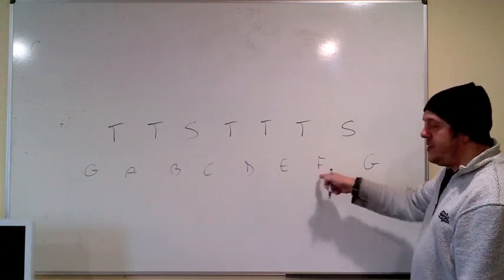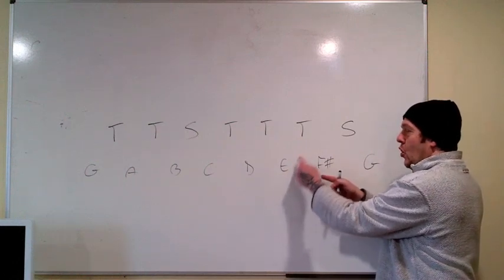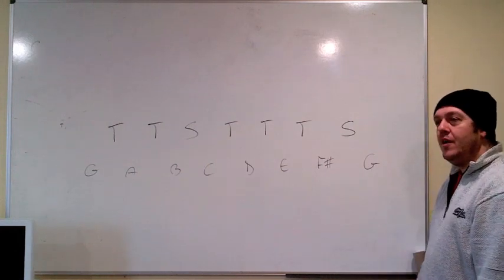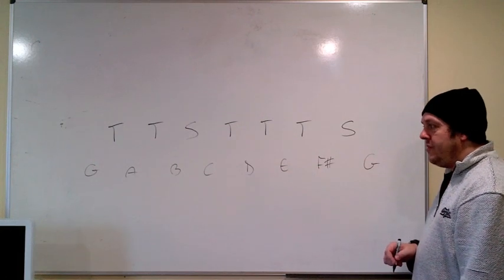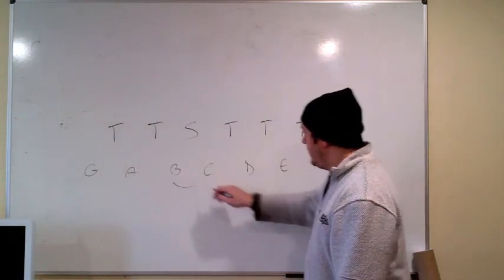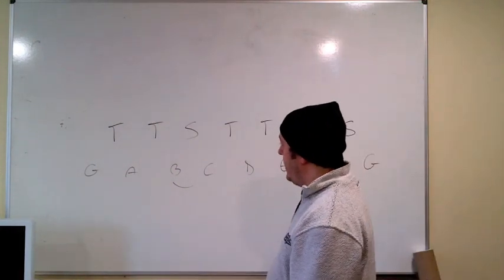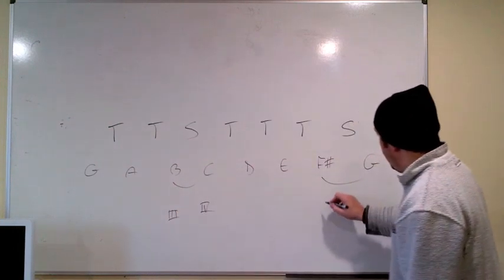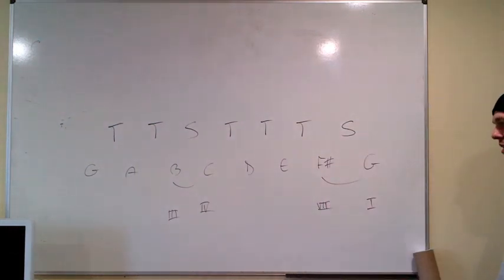So we need to push that. We need to make this a tone. How do we do that? We raise it. E, F sharp is now the tone. And now there is also a semitone between F sharp and G. It wasn't before. So the semitones, as you can see, are always between the third and the fourth degree, and the seventh degree and the next tonic. That's what the semitones are in a major scale.